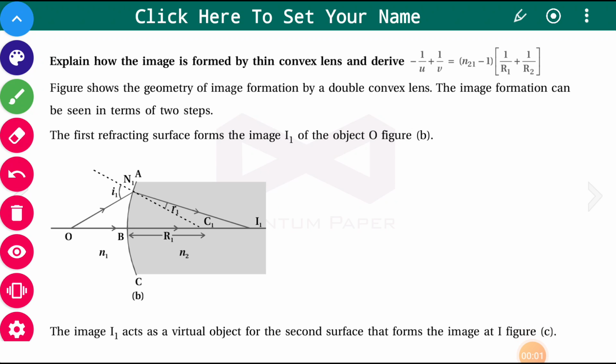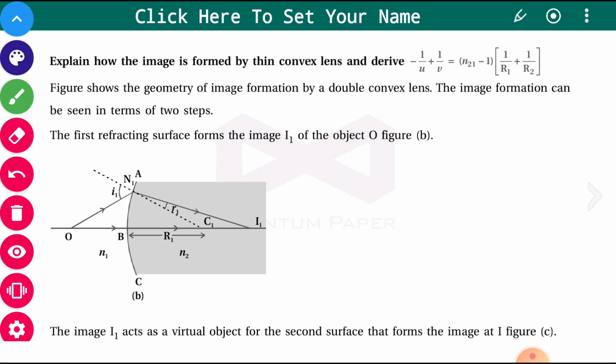Today we shall discuss the image formed by the thin convex lens, and we will derive this equation, that is minus 1 upon u plus 1 upon v is equal to (n2 upon n1 minus 1) into bracket 1 upon r1 minus 1 upon r2. Okay, it is minus 1 upon r2.